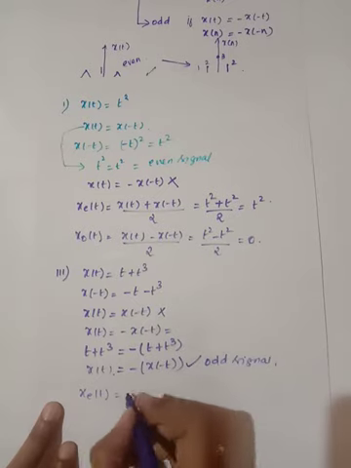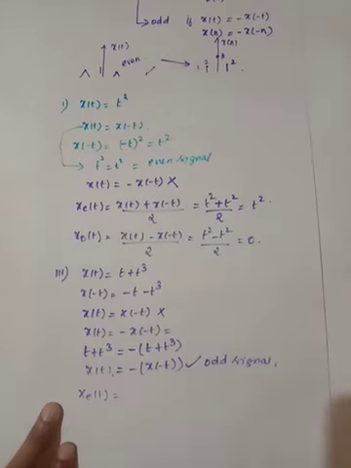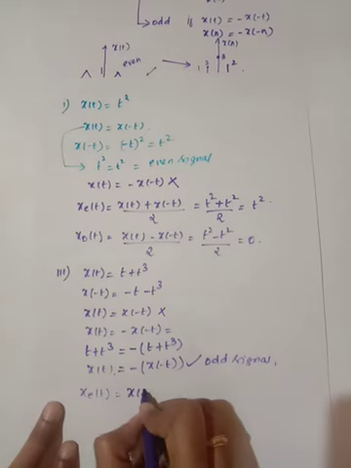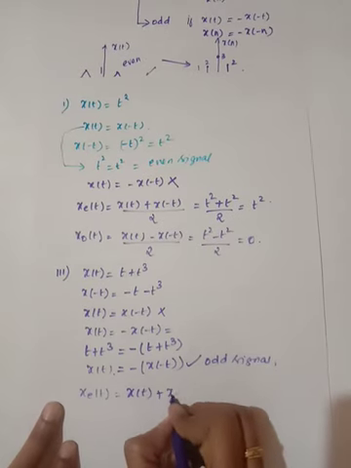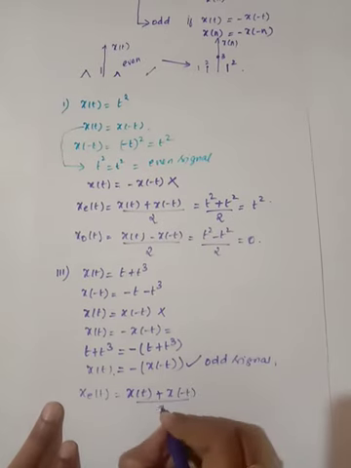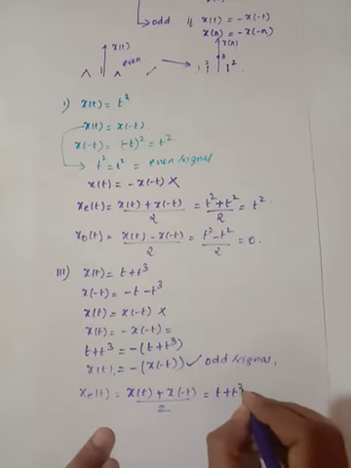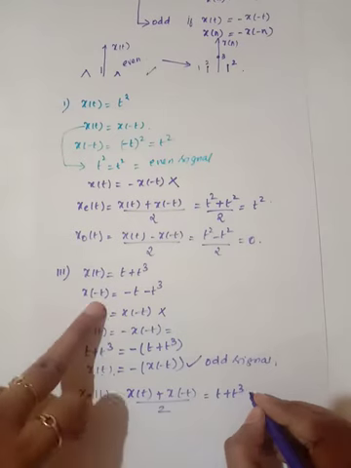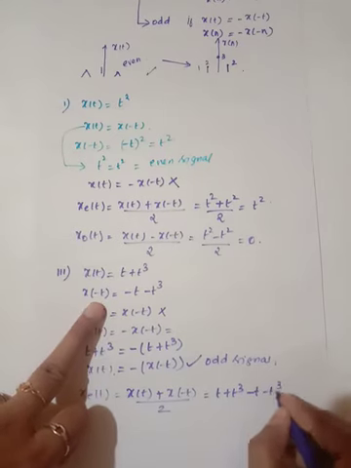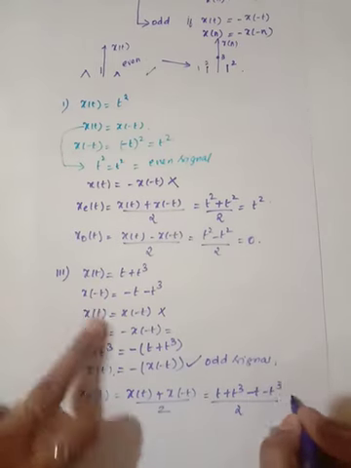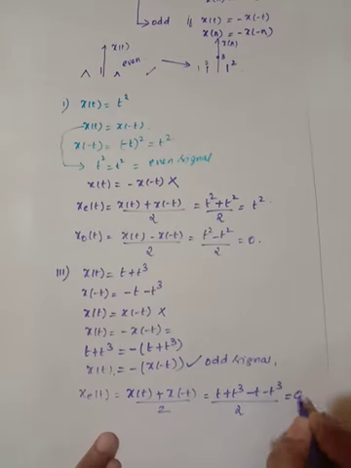So in order to find the even part of the signal, xe of t is equal to x of t plus x of minus t divided by 2. Okay, so x of t is what? t plus t cube, and x of minus t is what? Minus t minus t cube, divided by 2. Okay, see here it is getting cancelled and it is 0.